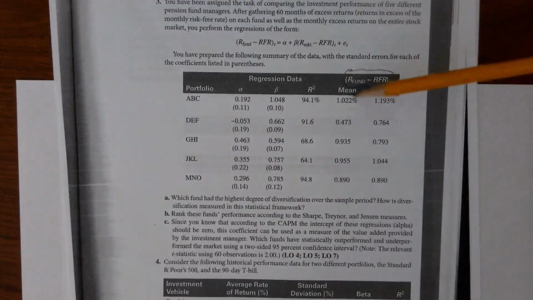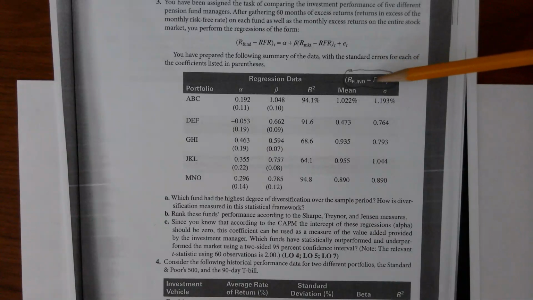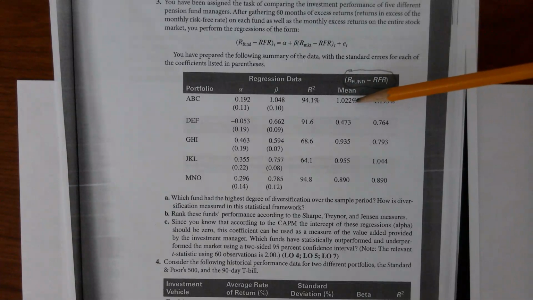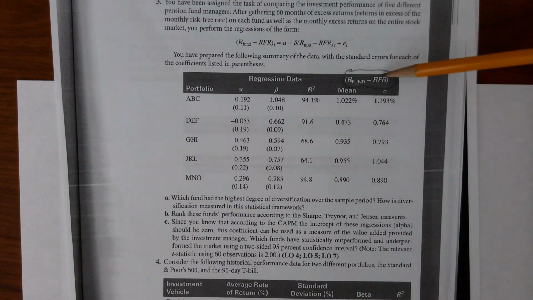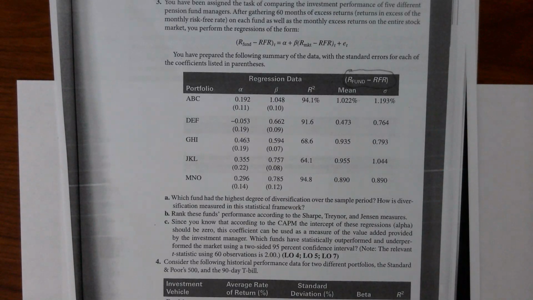Startled is a strong word. This 1.022, this is the average of the entire numerator in the Sharpe and Trainer. Remember, the Sharpe and Trainer ratio both had R bar minus RF. So this would be the entire numerator. It's done for you, the minus RFR. And then sigma, that's pretty straightforward, right? All right, so we're going to go through these.